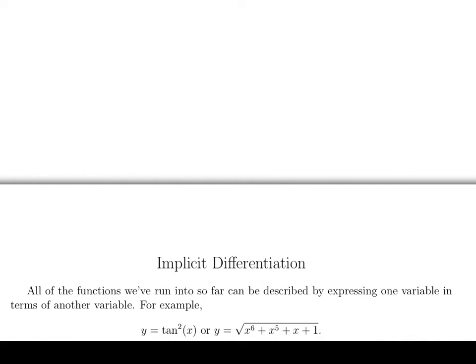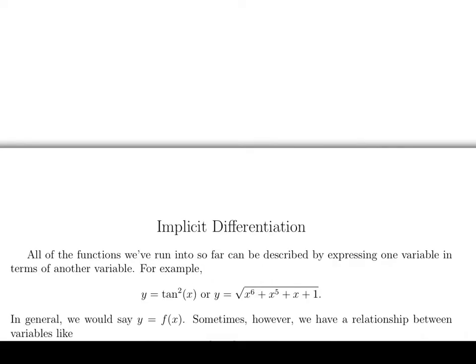So up to this point, all of the functions we've run into can be described by expressing one variable in terms of another variable. So here's a couple of examples. You could have things like y equals tangent squared x, or y equals square root of x to the sixth plus x to the fifth plus x plus 1. The idea is that you can write y as a function just of x. So basically the right-hand side only has x's involved. The x's and y's aren't mixed together. So in general, we would say something like y is equal to f of x.